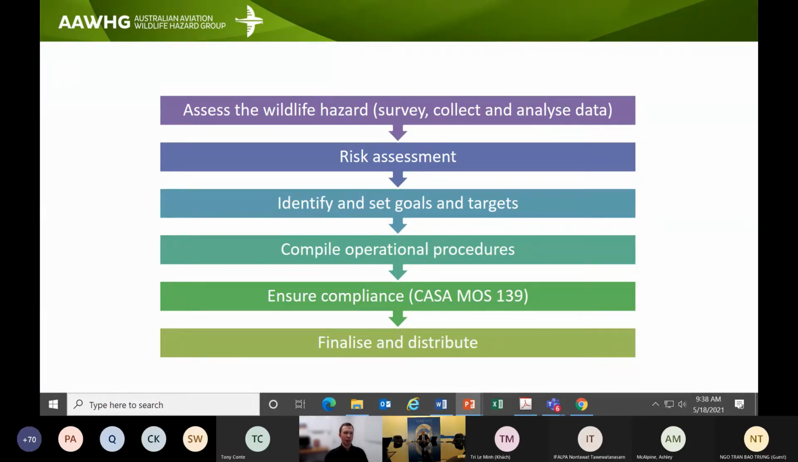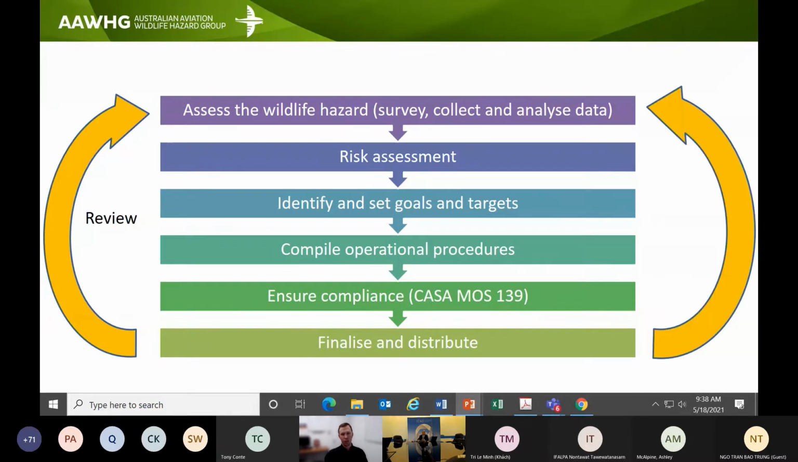So review and update is critical to this whole process in safety. It's critical that the correct risk profile is captured and the appropriate mitigations are put in place. So as you step down, we've obviously got assessing the hazard, working onto the risk assessment, identifying and setting targets, compiling all your operational procedures, ensuring compliance, and then finalising for distribution. So working through the full process just to make sure that this document is comprehensive and it covers all the factors that are required for effective wildlife management.